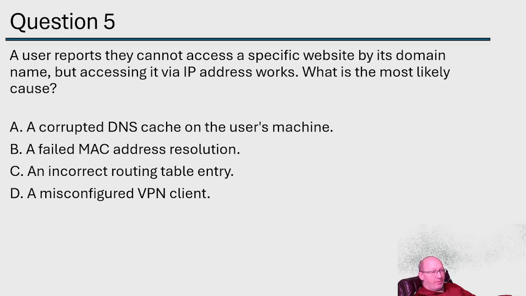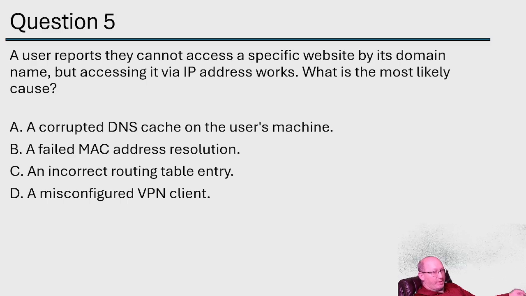All right, let's start with D, a misconfigured VPN client. No, VPN has nothing to do with the difference between IP addresses and domain names. It's not going to be there. C, an incorrect routing table entry, possibly. C is a possible. B, a failed MAC address resolution. No, that has nothing to do with domain names. And then A, a corrupted DNS cache on the user's machine.